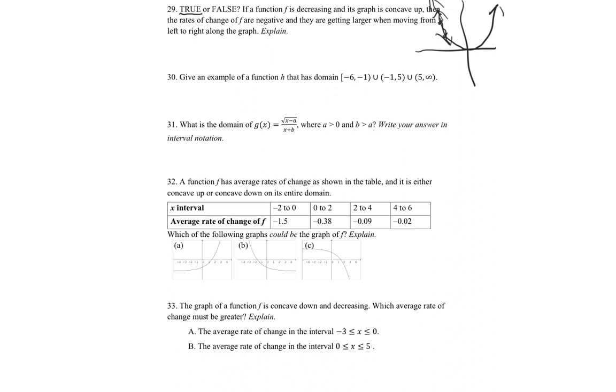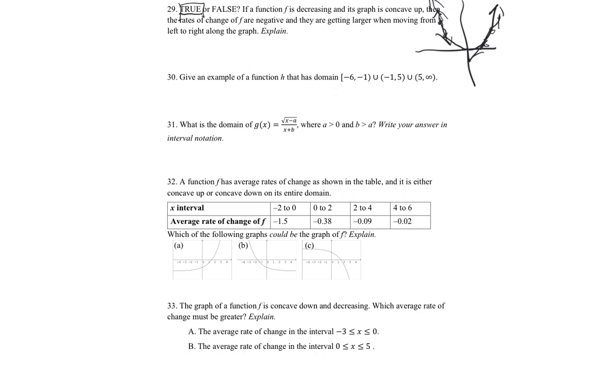But as we move, say, over here, the slope has increased to be positive, right? So the idea is that although the rate of change may begin negative, it is increasing to be positive, and that means that it's concave up. So that's kind of what the concavity suggests. So even if the rates of change are negative, as long as they're getting larger as we move from left to right, then we're concave up. So this would be true.